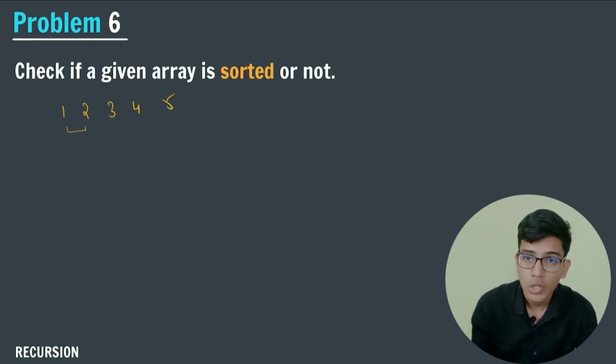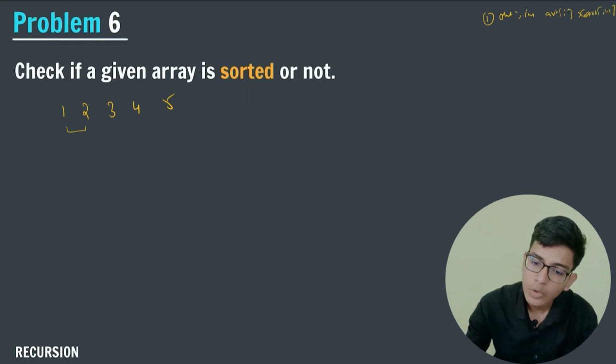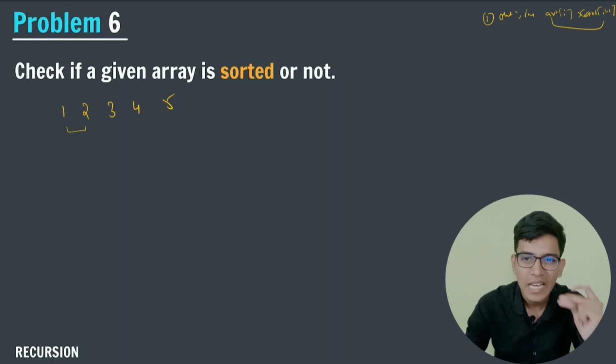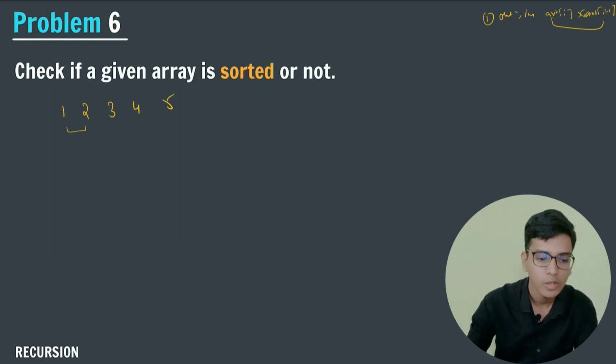In the iteration approach, we run a loop and compare whether ARR of I is less than ARR of I plus 1. If this condition is true, then it is a sorted array. If not, then it is not a sorted array. So the iterative approach is simple for this. For calculating whether the array is sorted or not, the iterative approach will give me the answer in seconds, whereas the recursive approach is kind of hard, I guess, but it is also a good way.